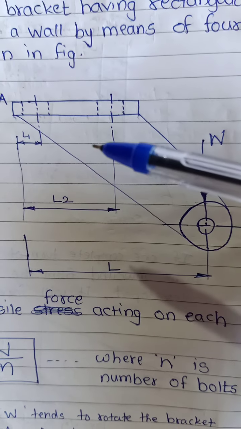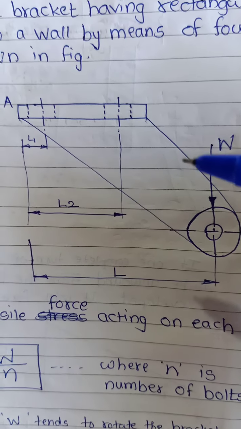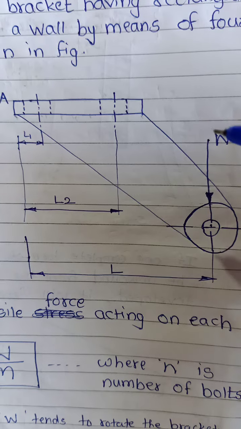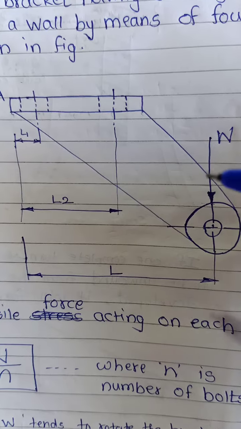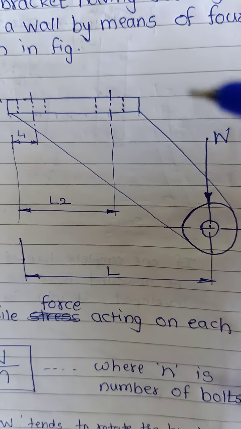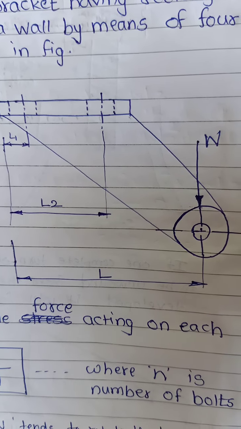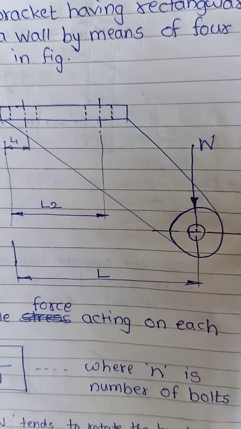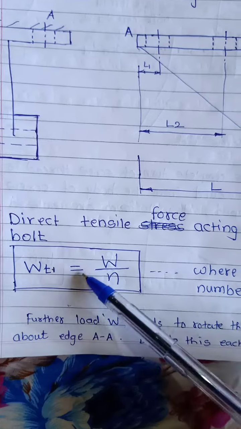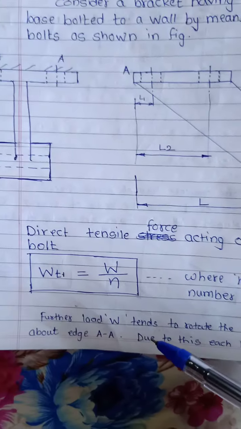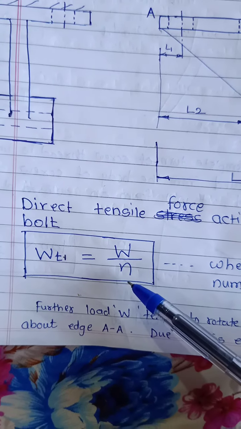So if there are 4 bolts, then the direct tensile force acting on each bolt will be W divided by N, where N is the number of bolts. In this case there are 4 bolts, so the direct tensile load shared by each bolt will be W by 4. So the first step in this problem is to calculate the direct tensile force acting on each bolt. So WT1 is equal to W by N.